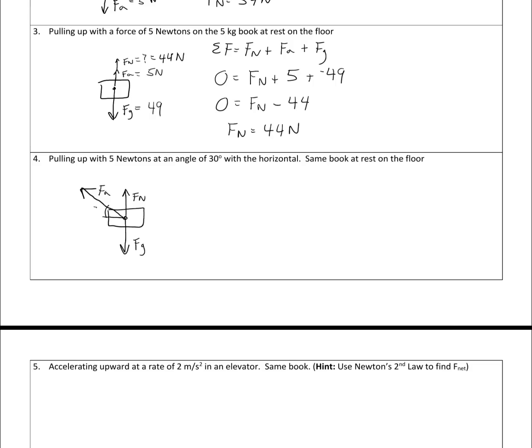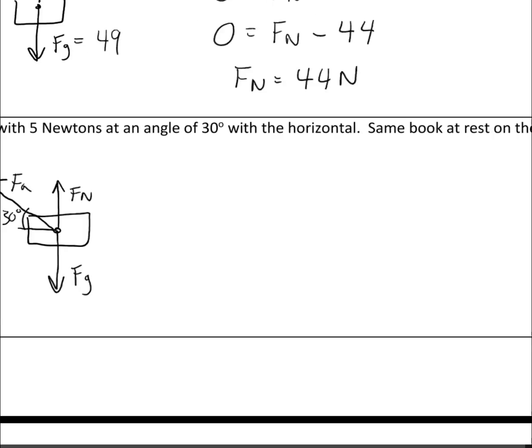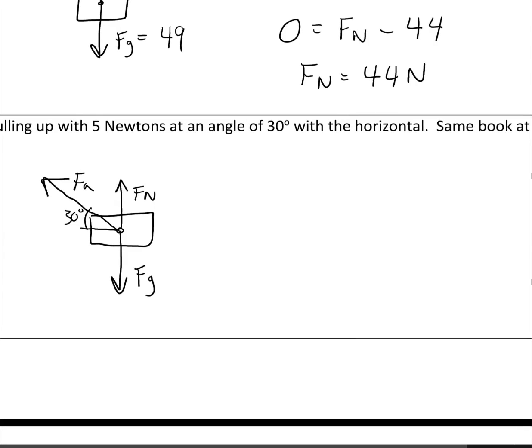But we got to draw it kind of bigger, because we have to break this thing into components, everybody's favorite activity. So why are we breaking this into components? There's a part of this applied force acting in the x direction, and there's a part of this force acting in the y direction. Since we're looking for the normal force, which is acting in the y direction, we are interested solely in the component of the applied force that is acting in the same direction, up and down, as the normal force. We don't really give a physics about what FAX is.